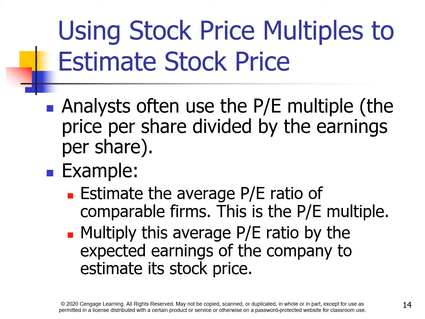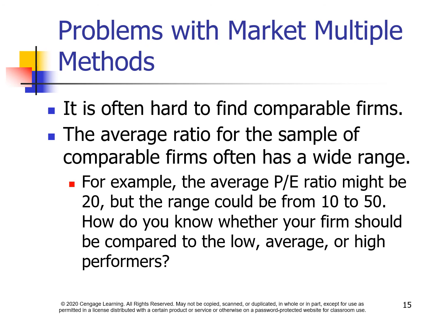Using stock price multiples to estimate stock price. Analysts often use the PE multiple, the price per share divided by the earnings per share. Problems with the market multiple method: it's often hard to find comparable firms, and the average ratio for the sample of comparable firms often has a wide range.